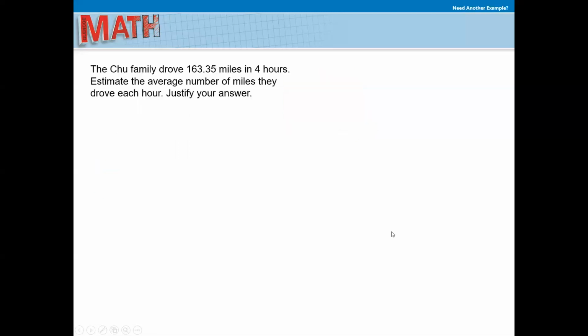Here's another example. The Chu family drove 163 35/100 miles in 4 hours. Estimate the average number of miles they drove each hour. Justify your answer. So they've got 163 35/100, and we're looking for a number that is 4 friendly. Is anything jumping out at you here? Press pause while you show your work in your math notebook. Press play when you're ready to continue.